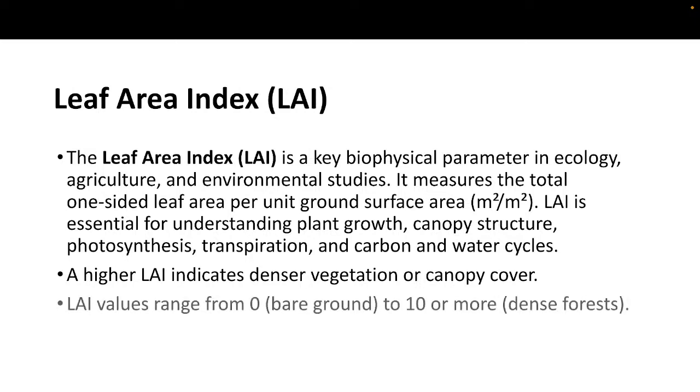Basically you find values from 0 to 10. Zero is bare ground or barren land, and toward 10 is increasingly dense forest. So 0 to 10, increasing toward dense forest. A leaf area index value of 10 or more indicates dense forests.